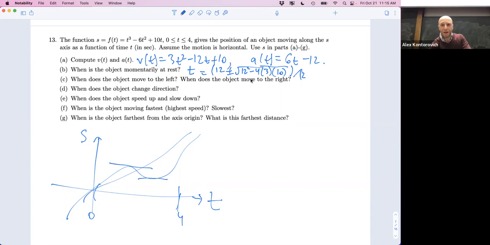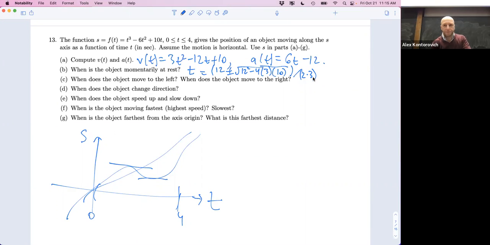When is the object momentarily at rest? Divided by 2a. A is 3. Actually, this is kind of nice, right? Because 144 minus 120 is 24. So square root of 24. Okay, 12 plus or minus square root of 24 over 6. It is what it is.